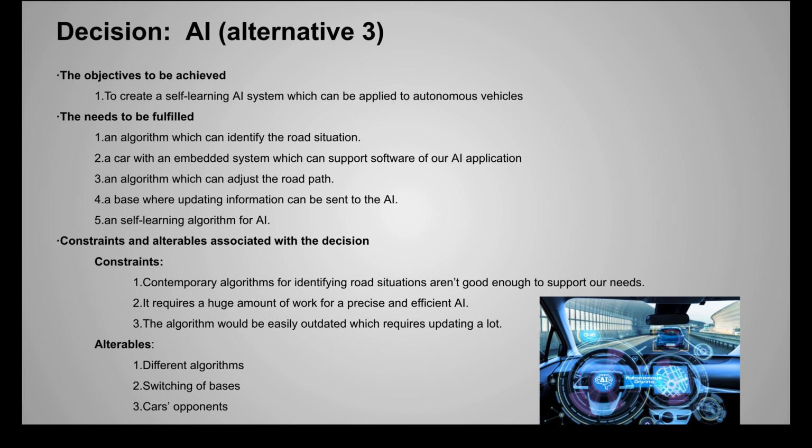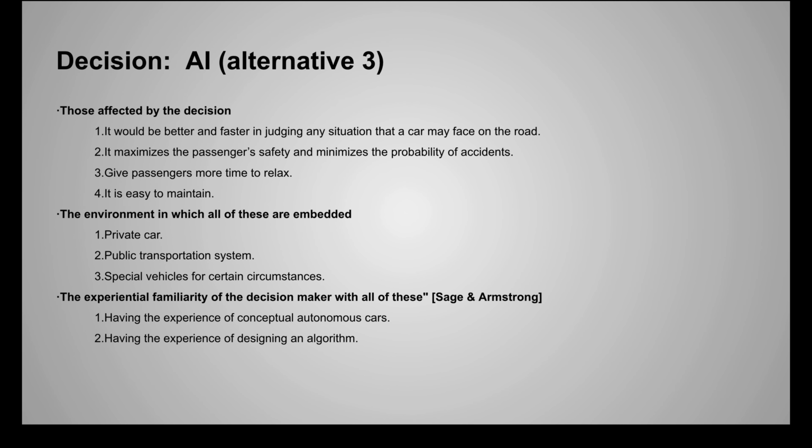And there are some needs to be fulfilled, just some algorithms for AI. The constraints are that contemporary algorithms aren't good enough to support our needs, and it requires a huge amount of work for a precise and efficient AI, and this algorithm would be easily outdated, and we need to upgrade it a lot. Okay, and then the environments in which the AI could be implemented are the private car, public transportation system, and some special vehicles for certain circumstances.